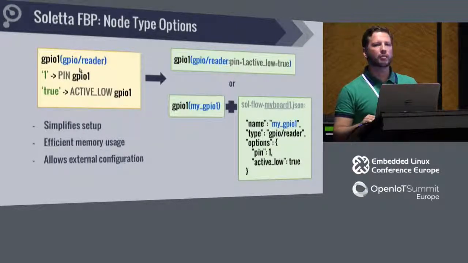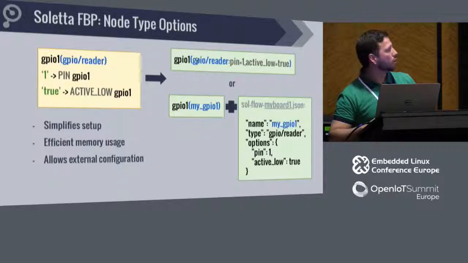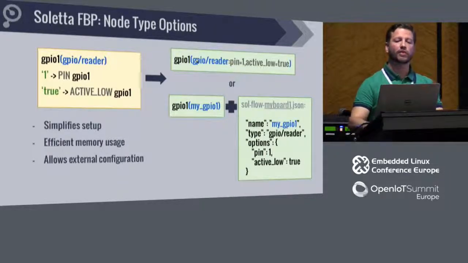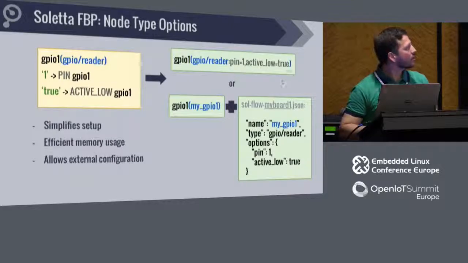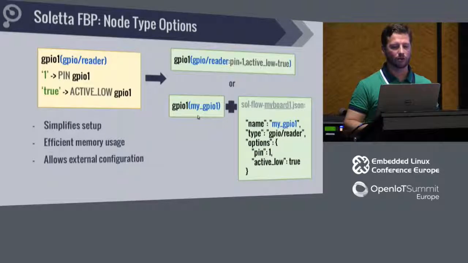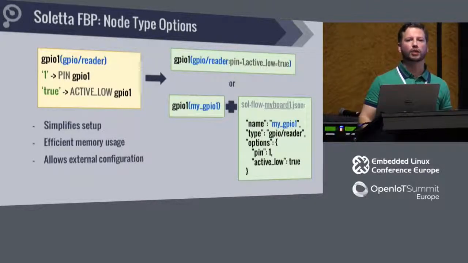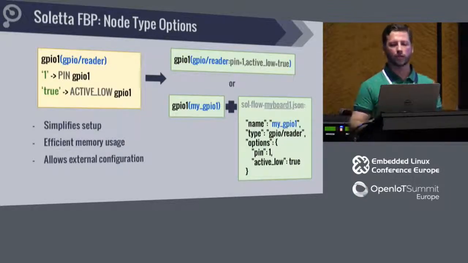And we also have node type options. So the traditional versions of FBP do something like this. They call initial packets. So you have a node here, like a GPIO, and you want to set the pin number to 1 and active low to true. We convert that to 2 options. The first option is to specify the options in the node, and the second one is to create a configuration file, as I told you before, like my GPIO. And then when you run, it says, what's my GPIO? I don't know. So I will look into the configuration file.